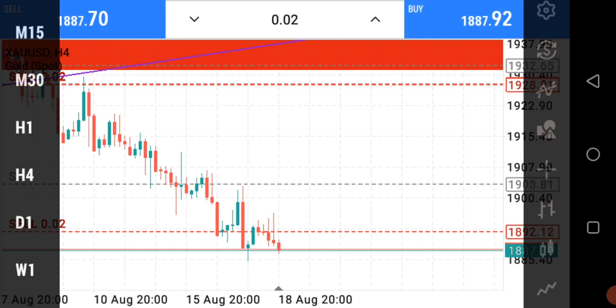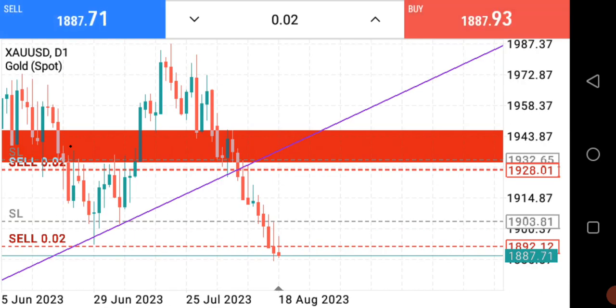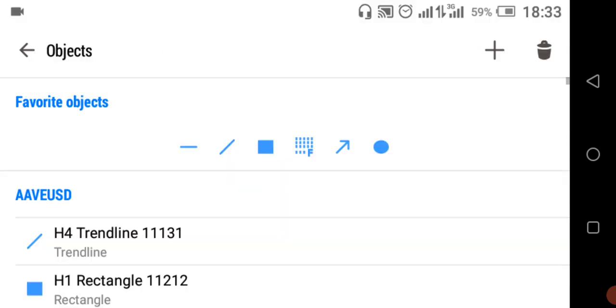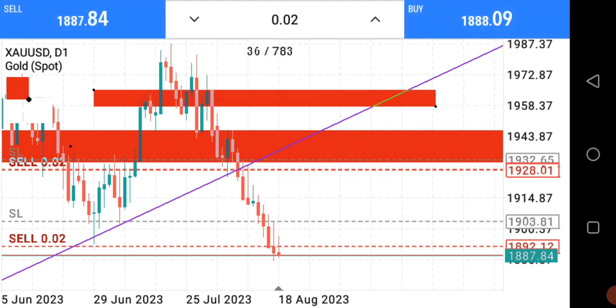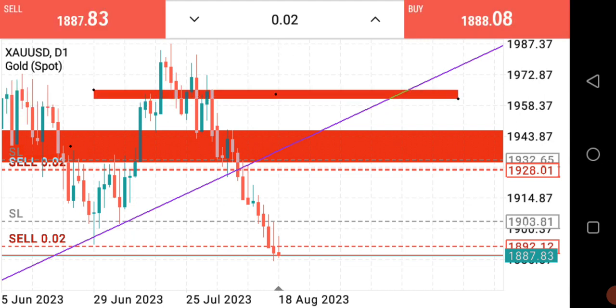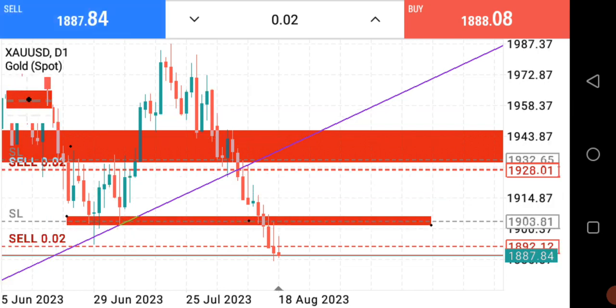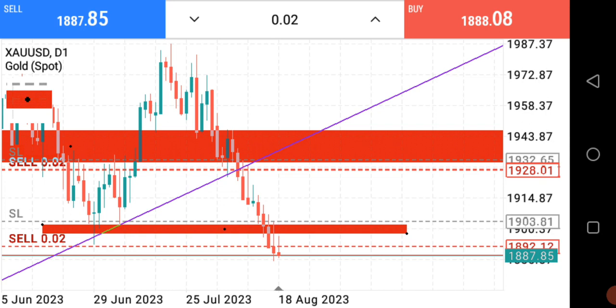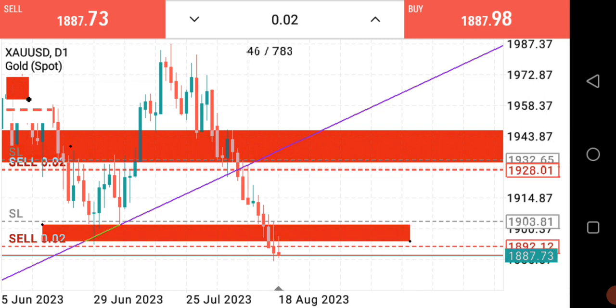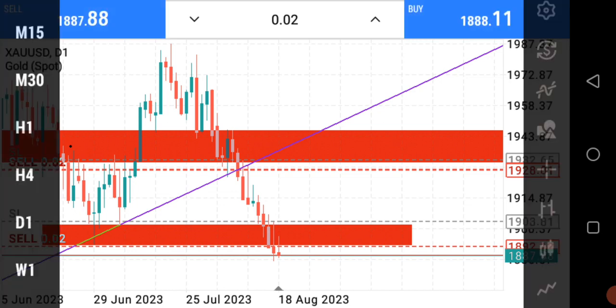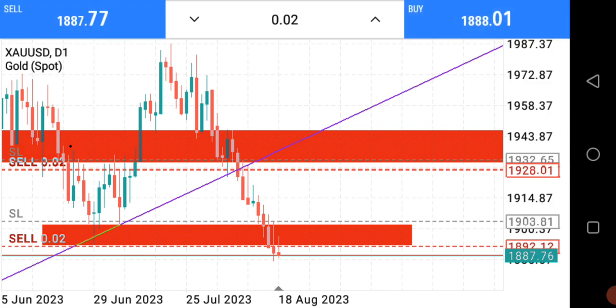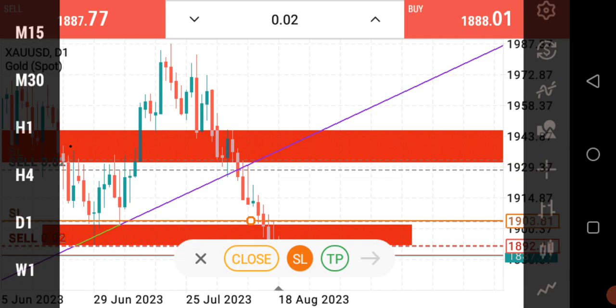Let me also show you how I entered that one. Let me go back to the daily time frame. I'll show you another zone for liquidity. So this is another area of liquidity. This is another area. So I know that it's very difficult for price to move above this region, and that's why I entered this one this afternoon, and it has been going well.